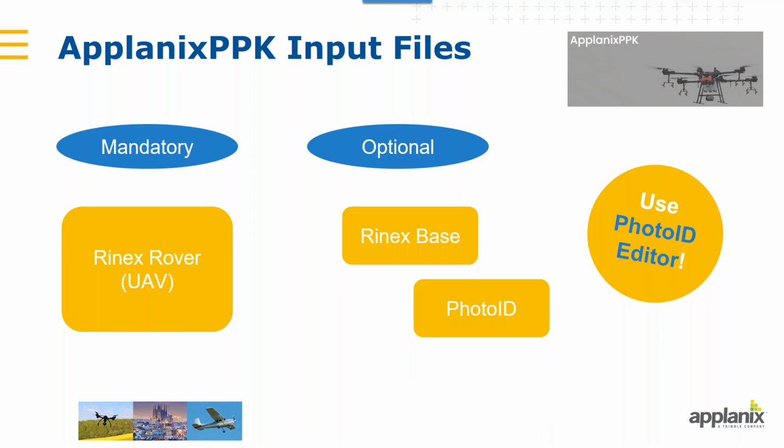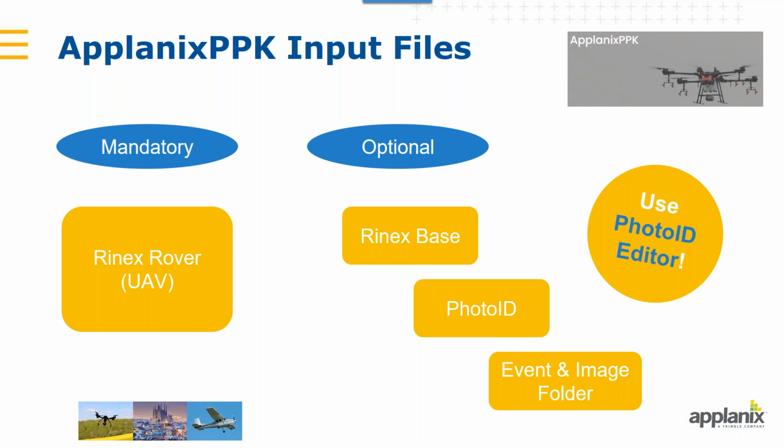A photo ID file contains the exposure times of the images and the image numbers. So at the end, you're going to get a position solution at the exact exposure times. Or if you don't have the photo ID file, you can present the event file. An event file also contains the exposure timestamps, but no photo number at that time.